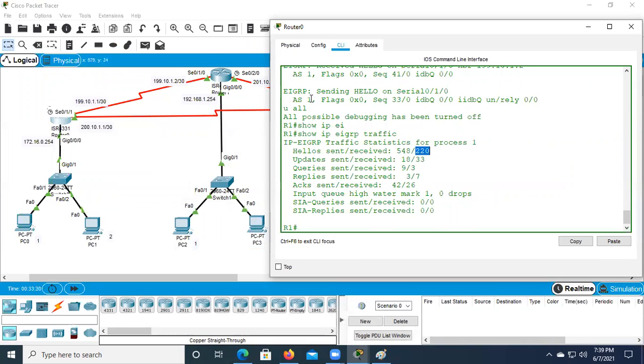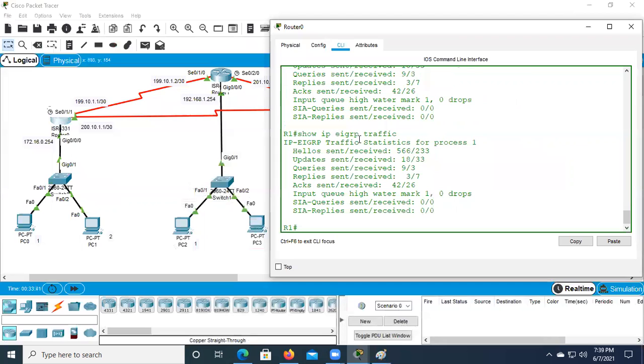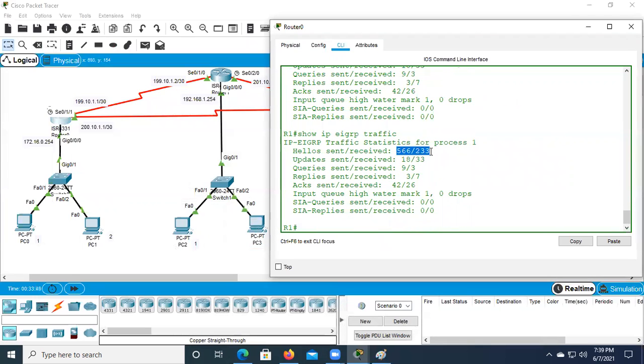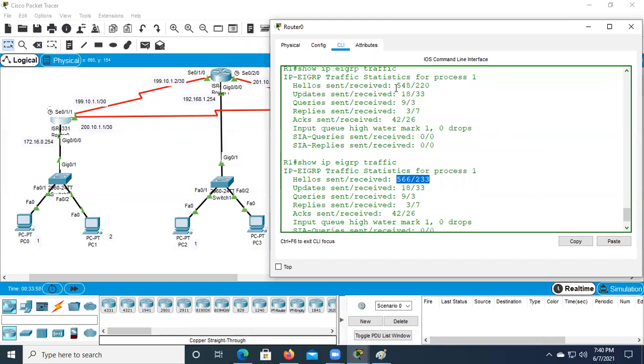Because router 2 and router 3 were configured with EIGRP later. At first you configured it in router 1. That's why it continues, every 5 seconds, sending the hello message. Now it is not constant, it changes, because some seconds have already passed while I'm talking. It is now 566. It was 548 before.